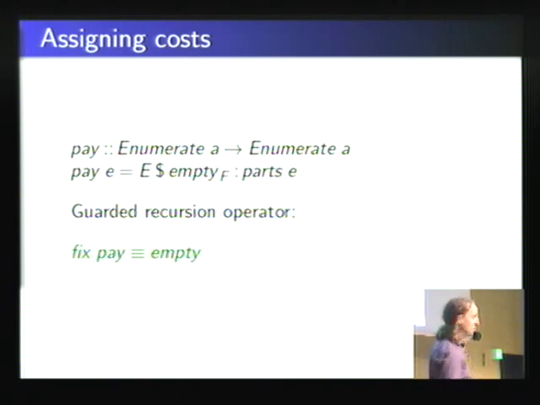So I'll show you what this means in a second with some examples. What we can say is that if we have a cyclic definition of an enumeration and the cycle contains a pay, then we are guaranteed that all parts in the enumeration are finite.